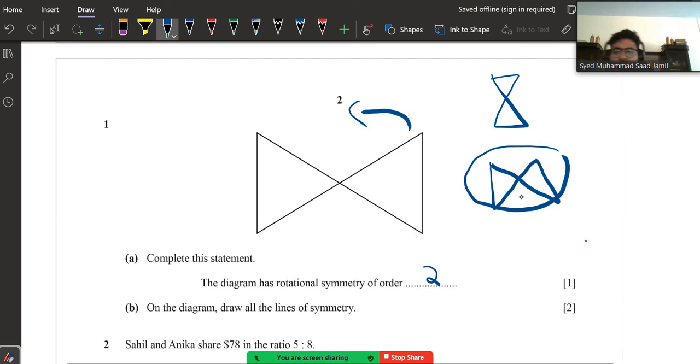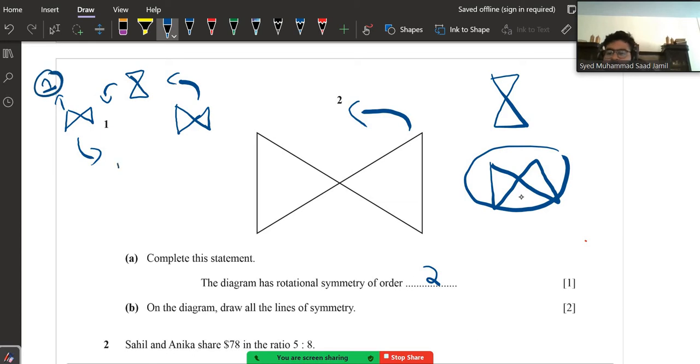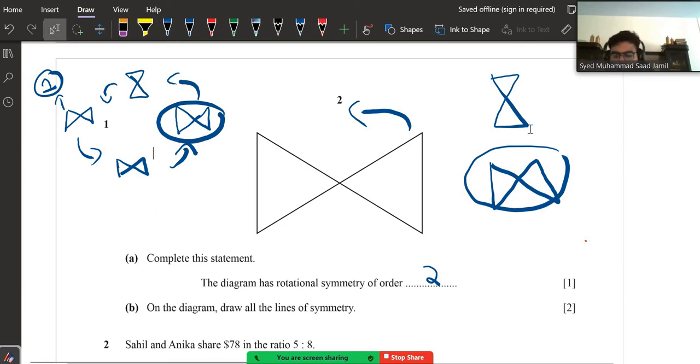Then again I will rotate the diagram. Let me make things easier for you. This is how the diagram is. I rotate it one time, it becomes like this. Then I rotate it another time, it becomes like this, exactly in its original position. So this makes it rotational symmetry of order 1. Then I rotate it again, and then I rotate it again, it comes back to its original shape. So it has rotational symmetry of order 2. 2 times it comes back to its original shape.